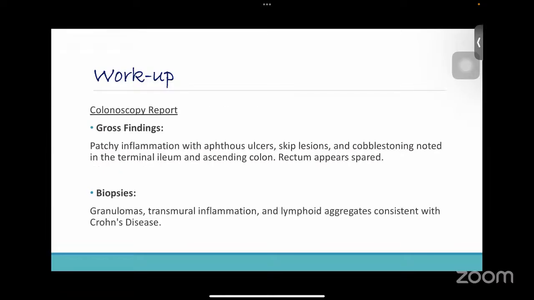The gross findings demonstrate patchy inflammation with aphthous ulcers, skip lesions, and cobblestoning noted in the terminal ileum and ascending colon while sparing the rectum. And the biopsy shows granulomas, transmural inflammation, and lymphoid aggregates consistent with Crohn's disease. Now, after the lab results and the colonoscopy report, she's diagnosed with Crohn's disease.